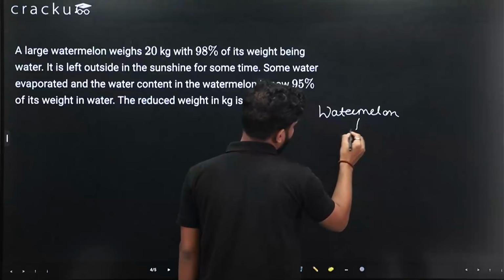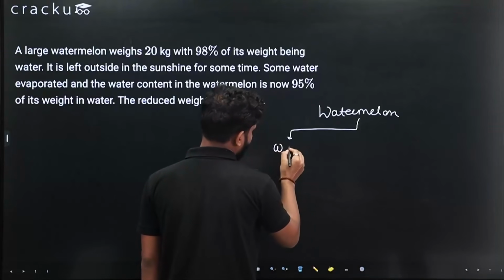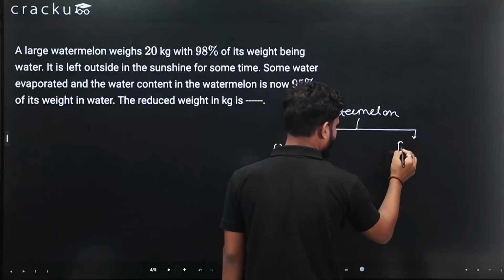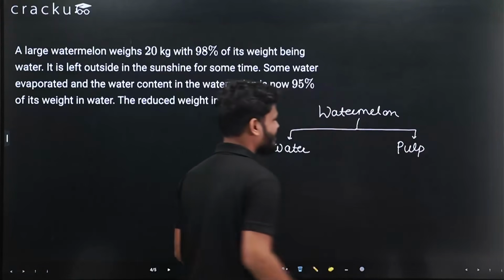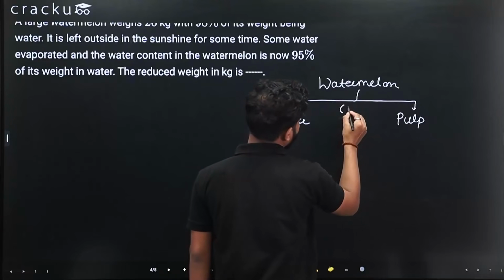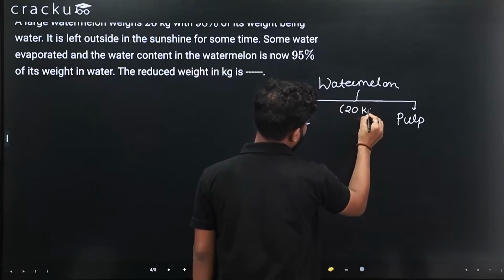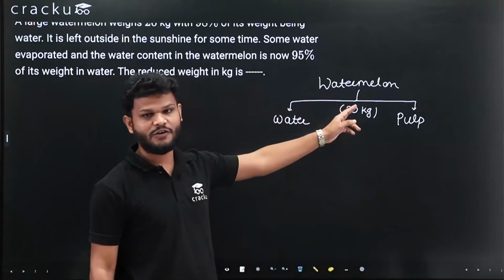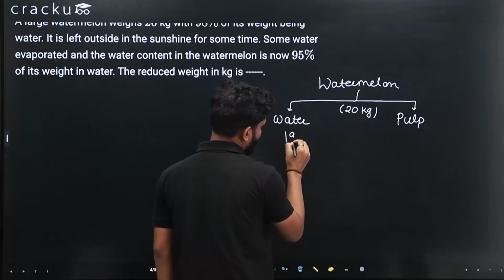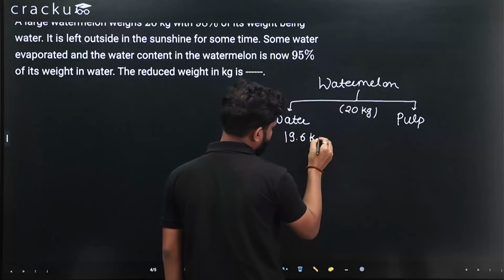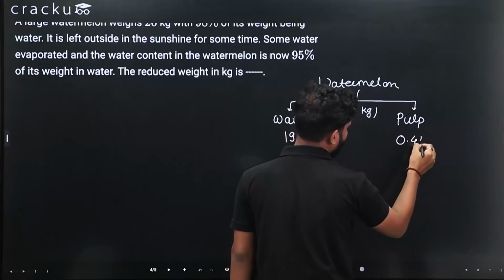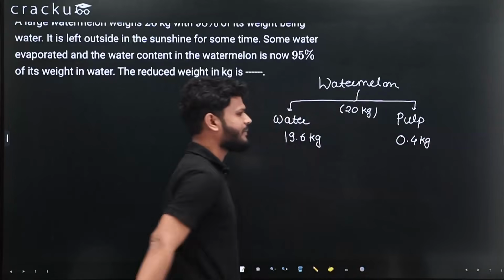So let us say watermelon consists of some water and some pulp. Pulp is what? The content without the water. Now the weight of watermelon initially was 20 kg and 98% of this was water. So 98% of 20 kg is 19.6 kg. So the remaining 0.4 kg will be the pulp.